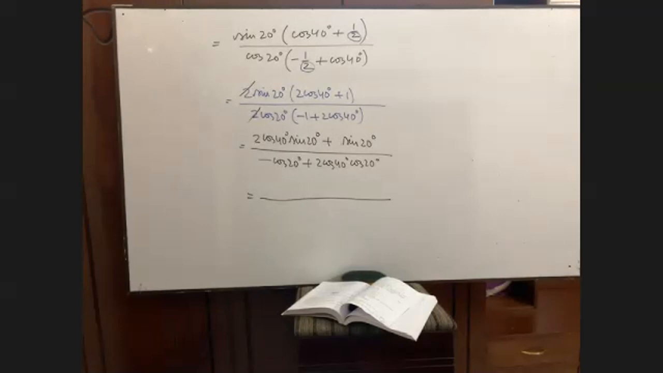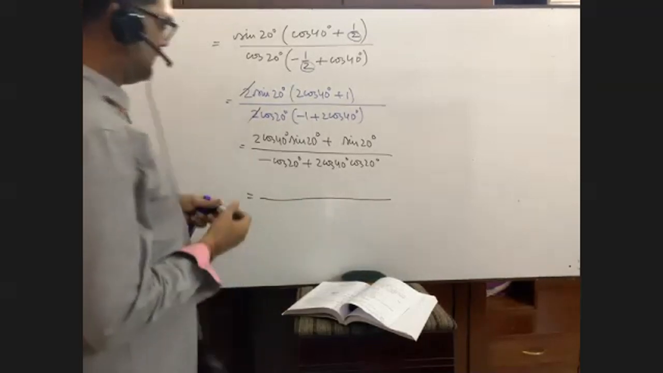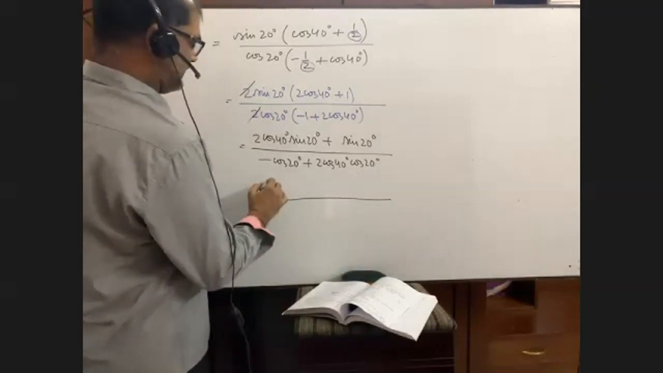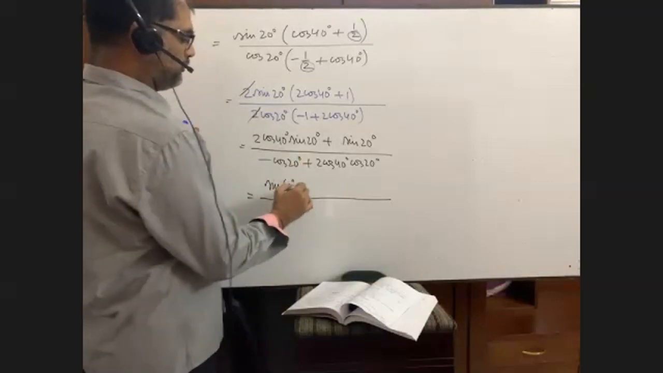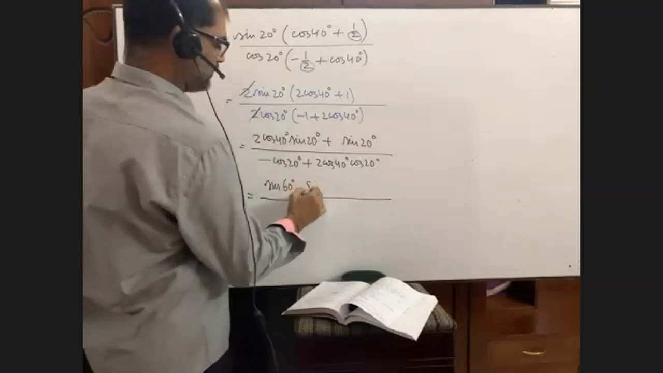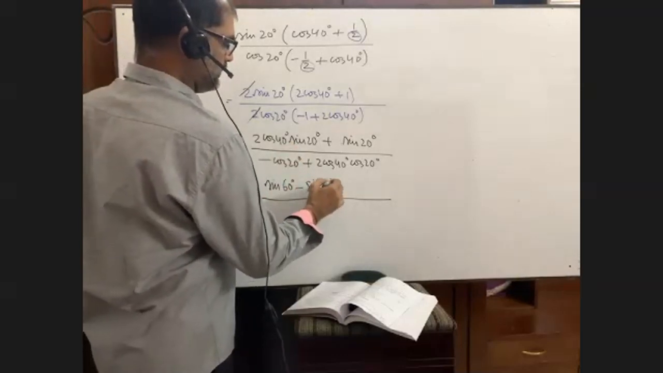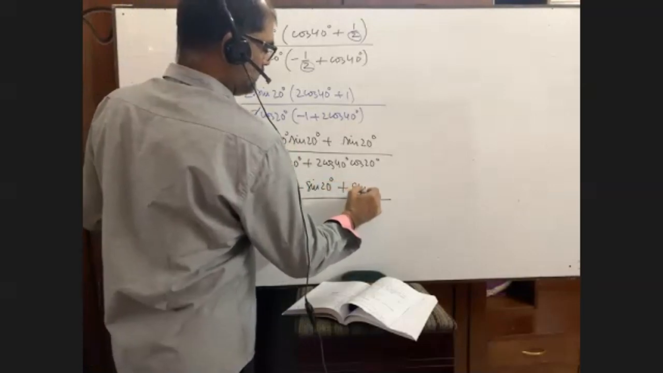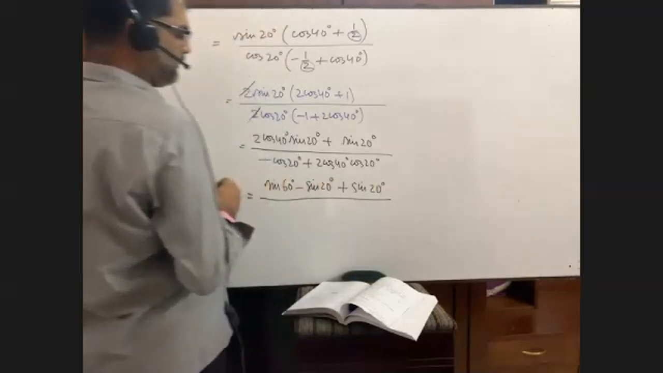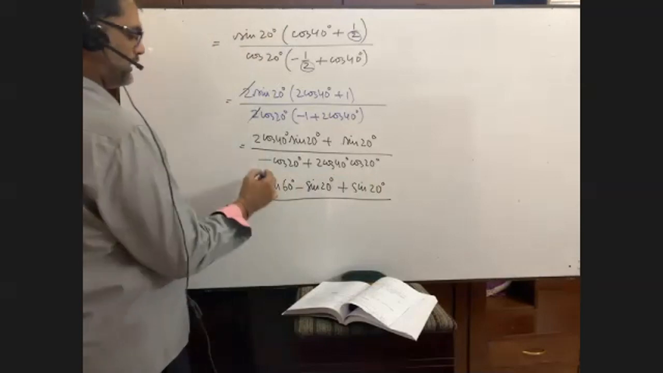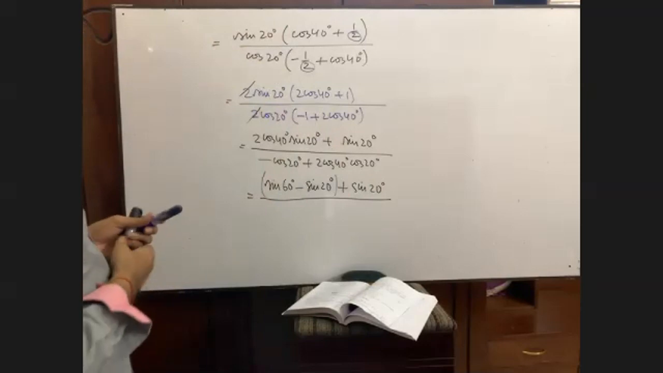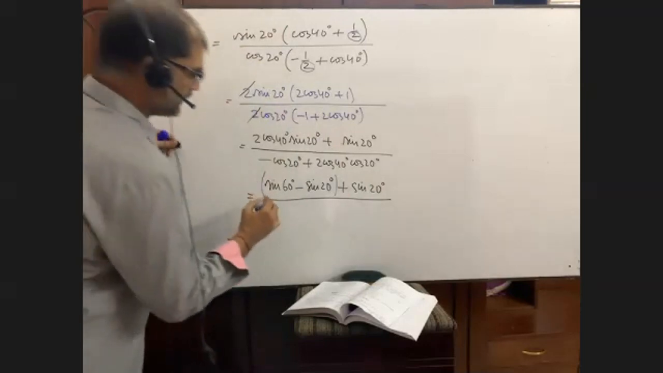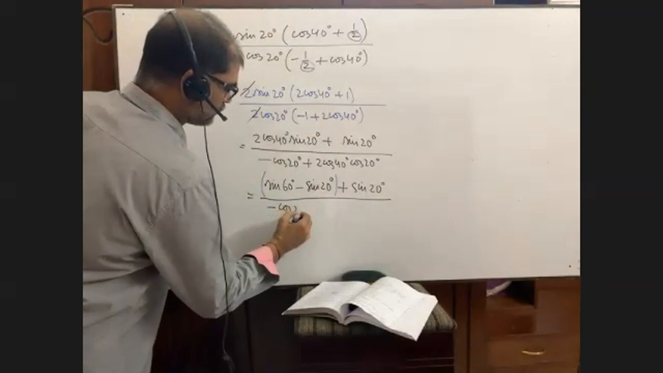Okay. Then we are getting sin A plus B, right? So sin A plus B equals to what? Sin 60 degree, right? Minus sin A minus B equals to what? Sin 20 degree. This is the formula. Then in the denominator, we keep it as it is, minus cos 20 degree.